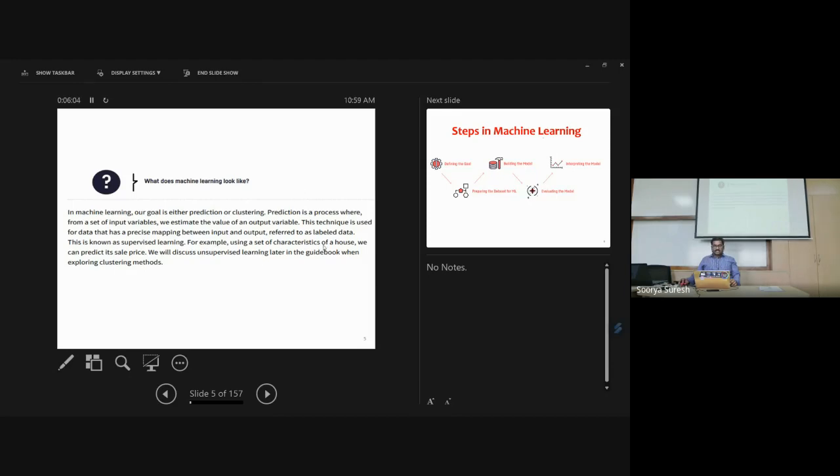So, using a set of characteristics of a house. Characteristics means features. From data, we need to get features. From features, we need to predict. Predict means unseen. Similarly, we have unsupervised techniques. We'll see them in the later part of the course.